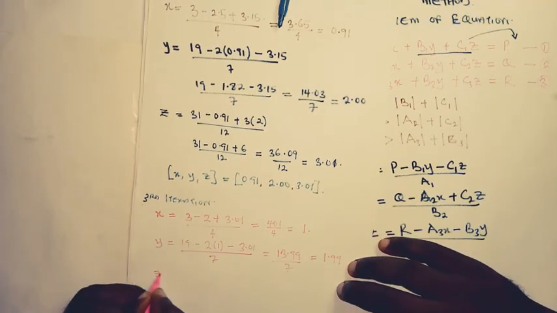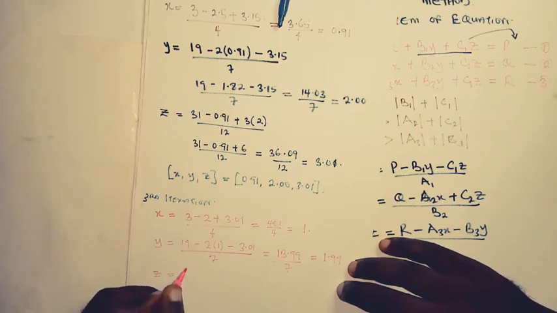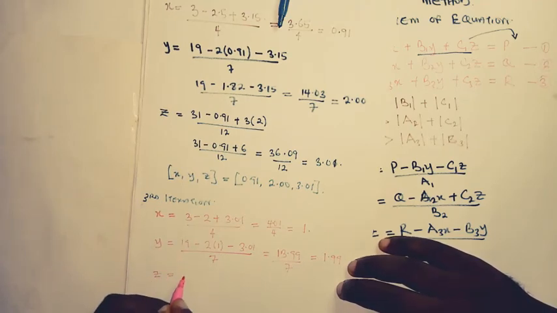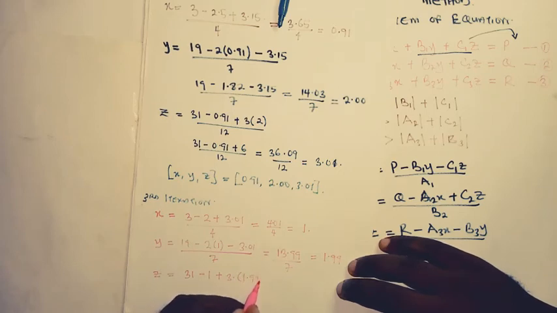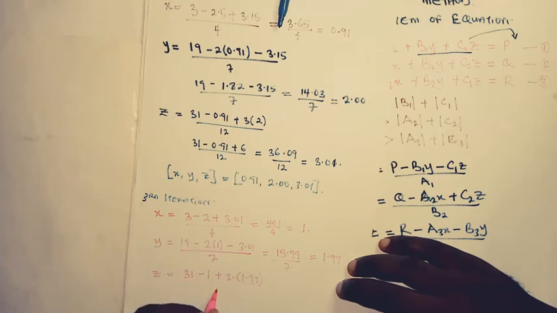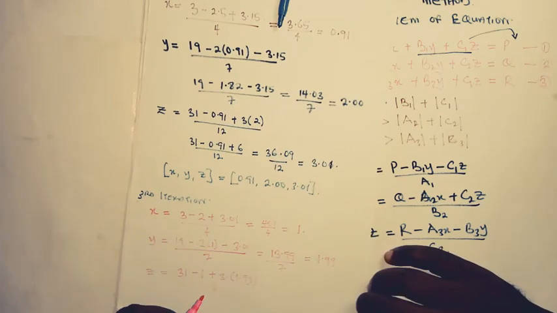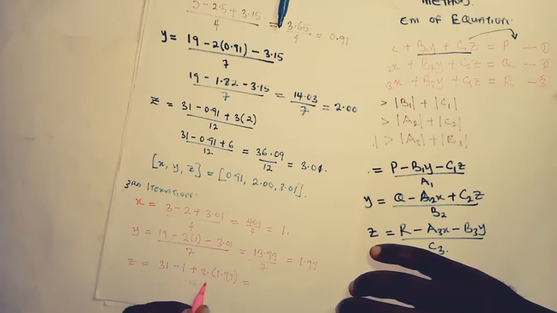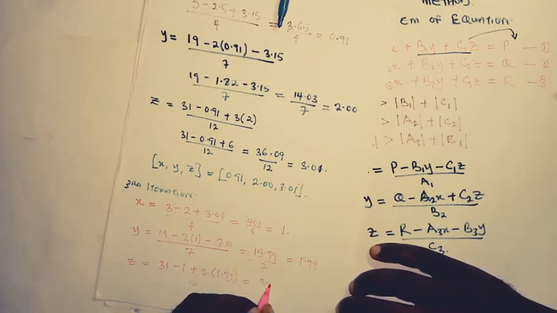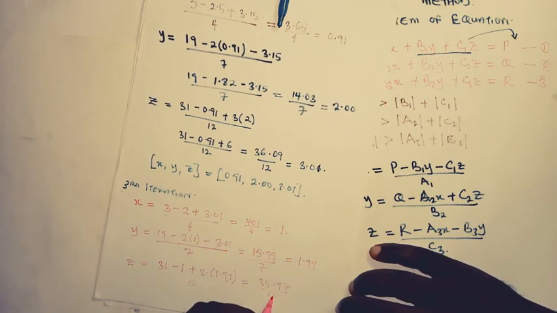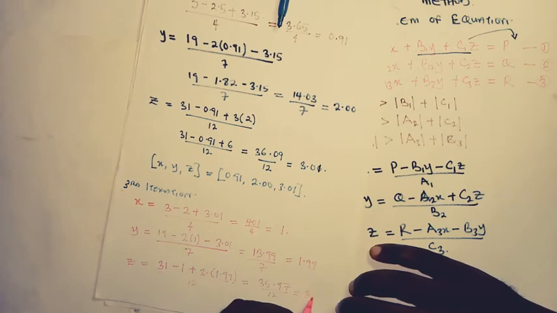For z, I have 31 minus 1 plus 3 into 1.99 divided by 12, and doing this arithmetic, I have 35.97 divided by 12, and this will give me 3.